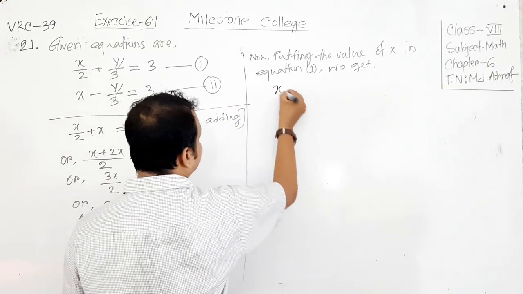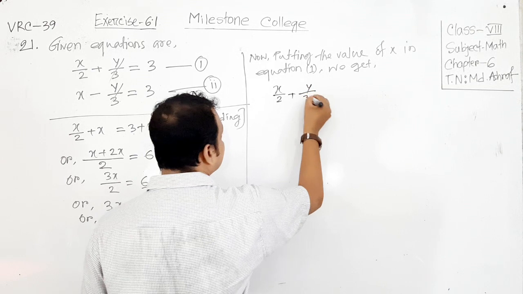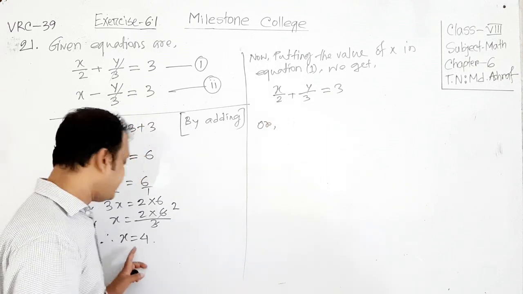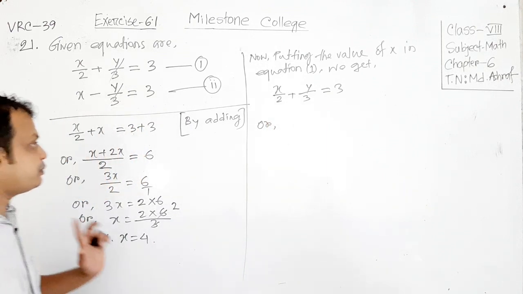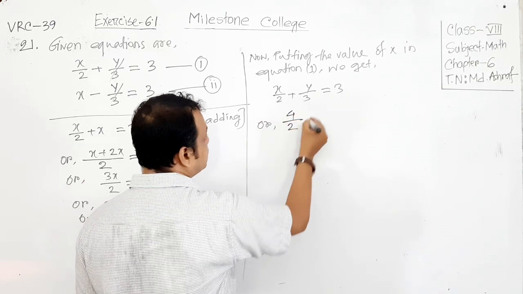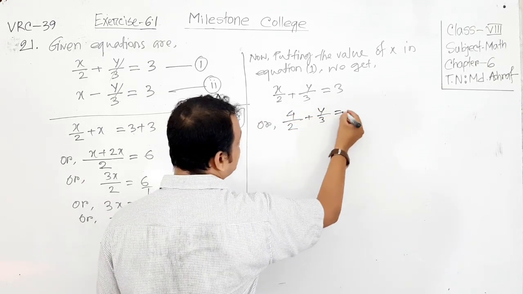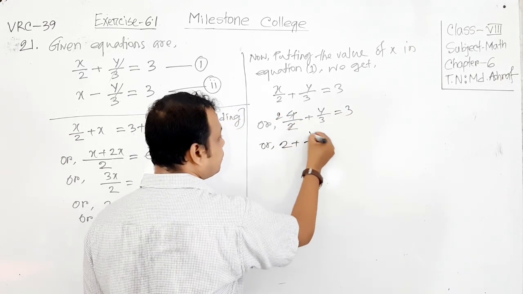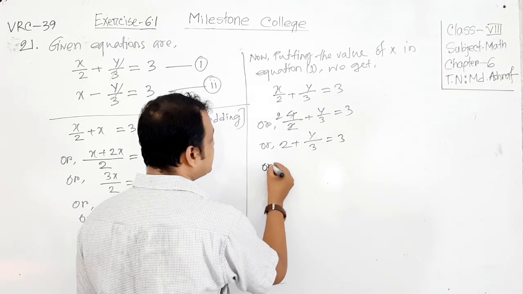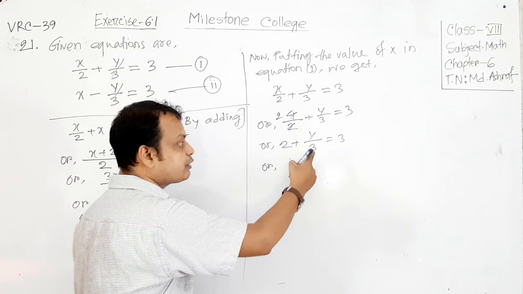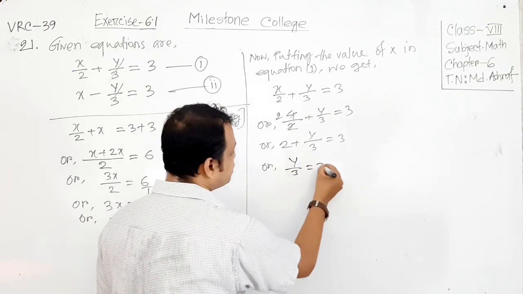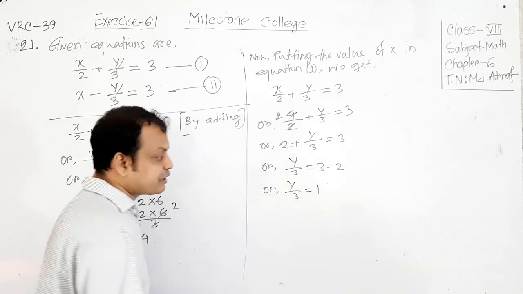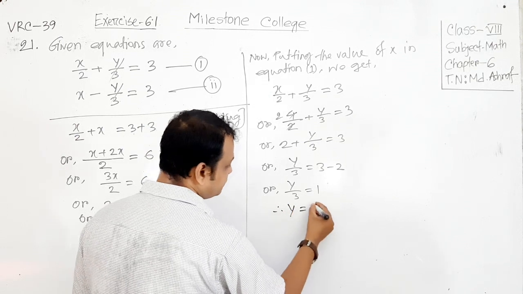At first write the equation, x by 2 plus y by 3 equals to 3. Now instead of x we can put the value 4. Here x equals to 4. So instead of x we can put 4. So 4 divided by 2 plus y divided by 3 equals to 3. So divide 4 by 2, we will get here 2. So we will get here 2 plus y by 3 equals to 3. Now change the side of 2, then how do we get? In left side we will get y by 3. So y by 3 equals to 3 minus 2 or y by 3 equals to 1. By cross multiplication, what do we get? Therefore, y equals to 3.